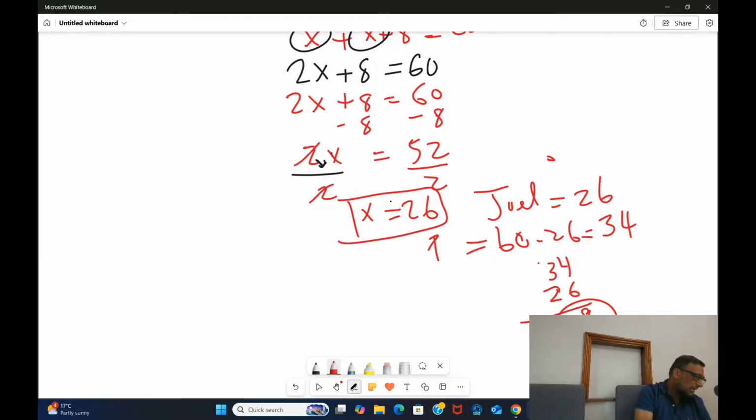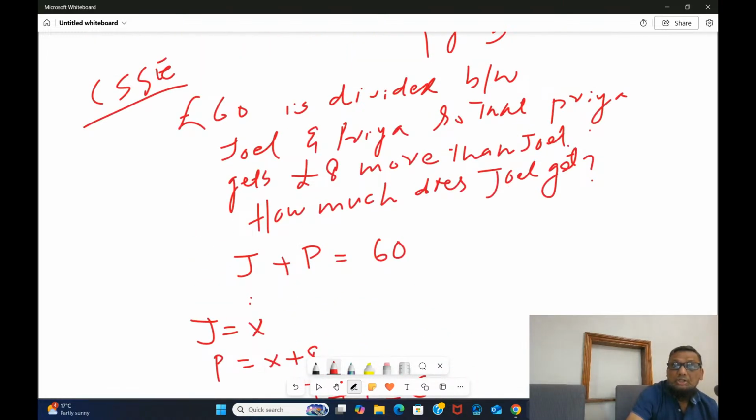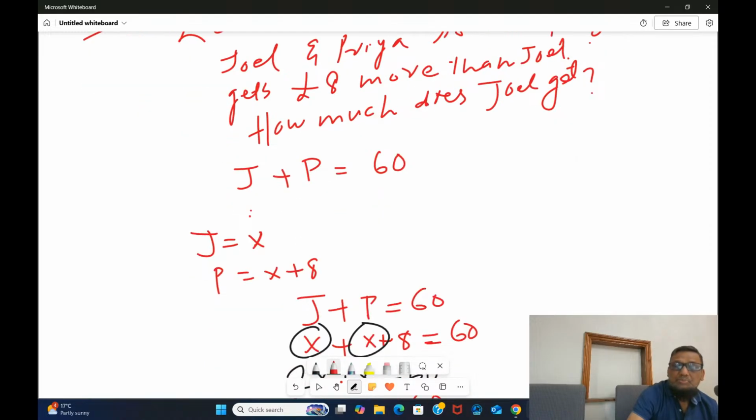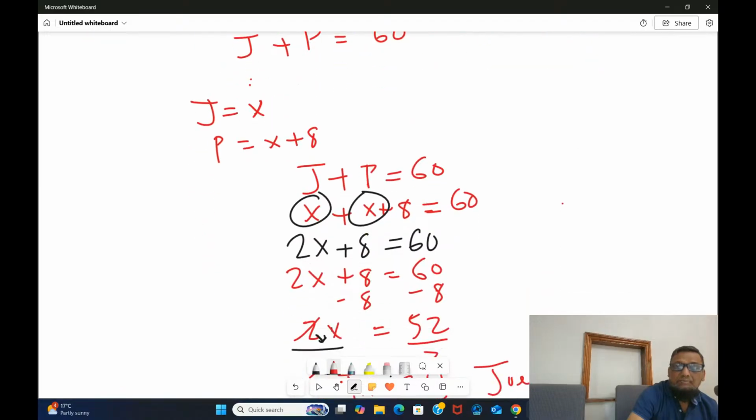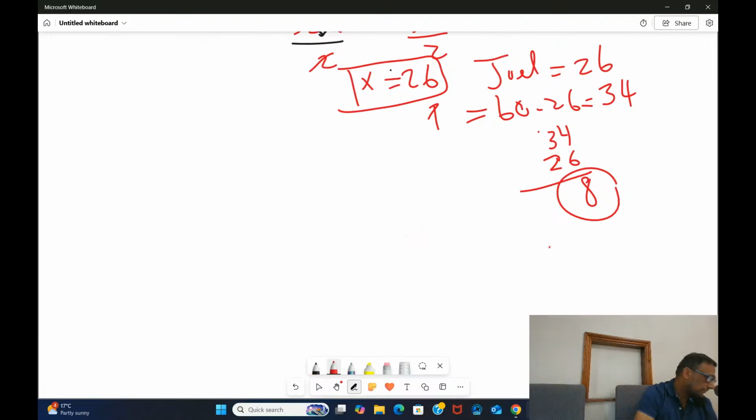This question has also been assessed in the CSSE, I think in a year before or 2 years ago. So this is the concept of substitution. You need to simply make an equation as per the question, and just substitute their value. Now we're going to solve one more CSSC question.